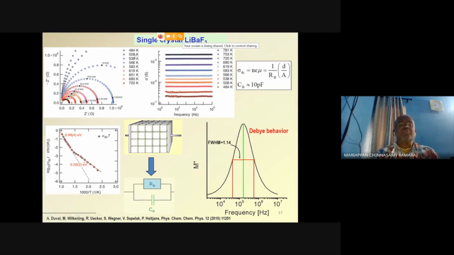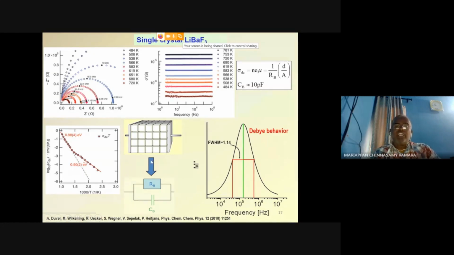Once we change the temperature, the diameter of the semicircle reduces. That means the resistance is decreasing. And the same data, if you represent it in conductance, shows a constant plateau, and then it keeps increasing. So from this you can find the resistance, or the conductivity. From here also we can find the resistance and the conductivity, and of course the capacitance additionally. Here the estimated capacitance comes to around 10 picofarad.